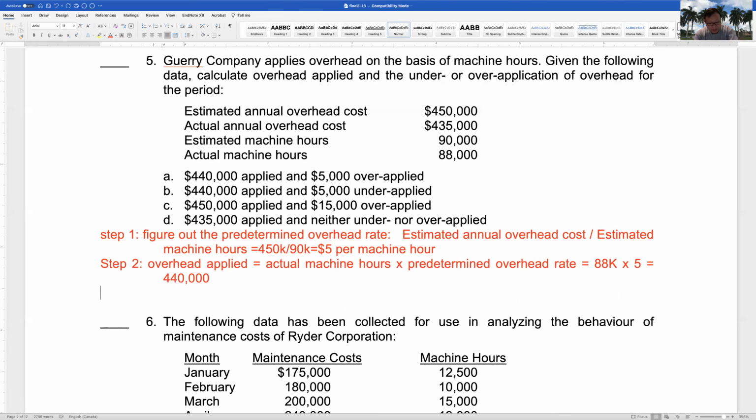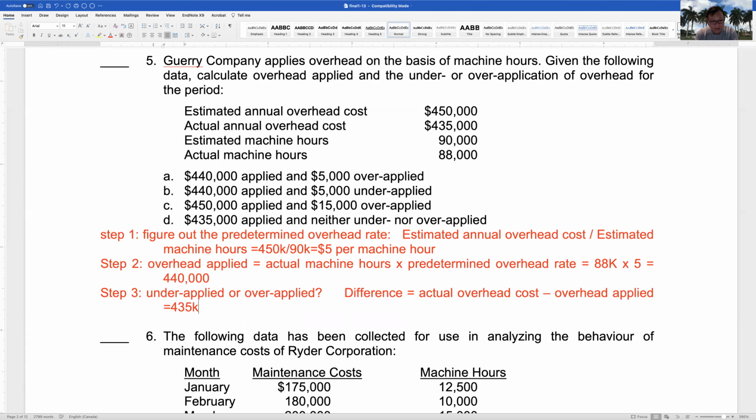Now step three: the over or under applied overhead. This is easy. The difference is the actual overhead cost minus the overhead applied. The actual is 435,000 and you applied 440,000, so the difference is 5,000. So you actually over applied 5,000. The amount you applied is 440,000.